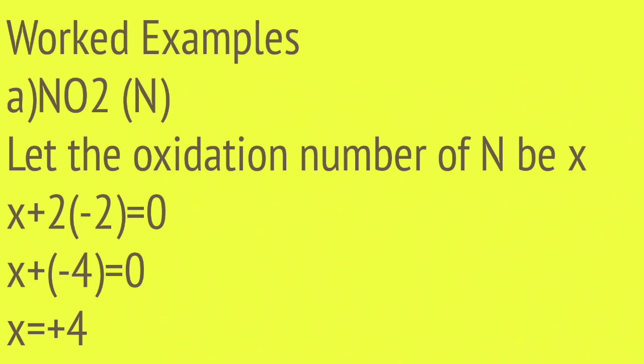So 2 times -2 should be equal to 0. So X plus -4 should be equal to 0. So our X will be equal to, move -4 to the other side of the equal sign, and it becomes +4. So our X, which is the oxidation number of nitrogen, is +4.